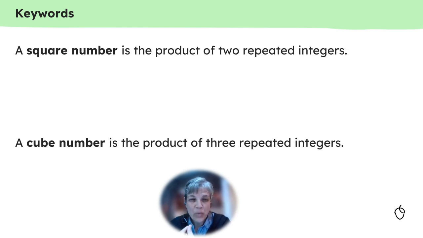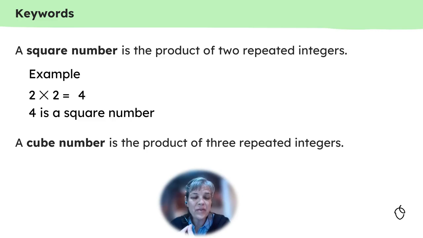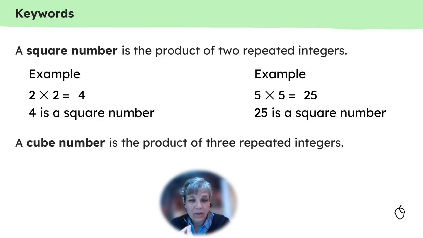So if you have a square number, that is the product of two repeated integers. So if you have 2 times 2, then you get the outcome 4, and that's called a square number. You know lots of square numbers. 5 times 5 is 25.